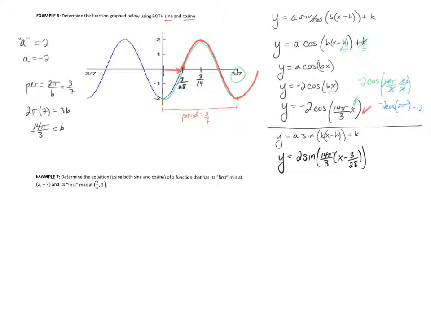We just had to recognize there was a horizontal shift. It would be a good exercise, if you have good graphers, to go and graph both negative 2 cosine 14 pi over 3 x and positive 2 sine 14 pi over 3 times the quantity x minus 3/28. And graph them in the same window, and you'll see that one of them just overlays the other one.